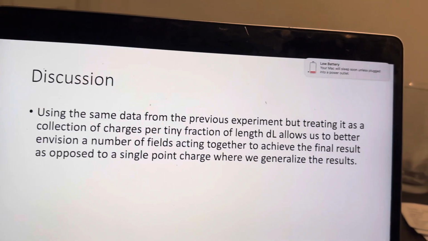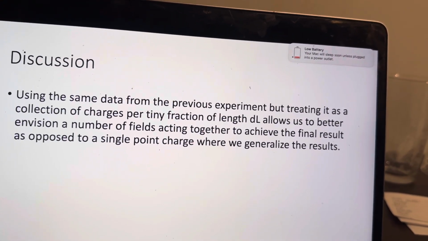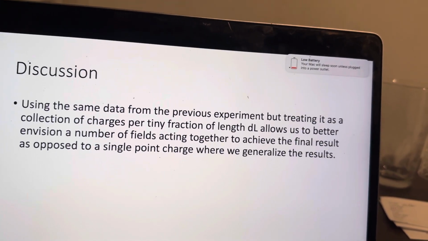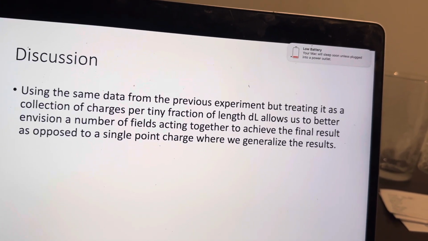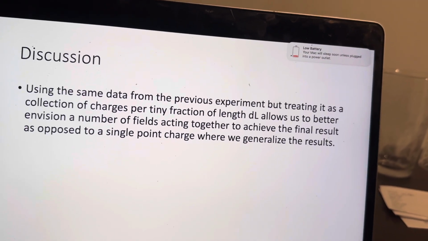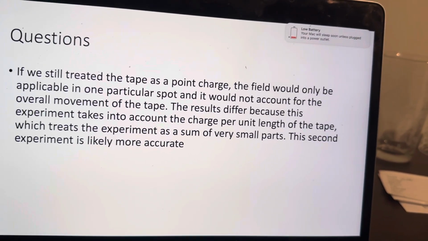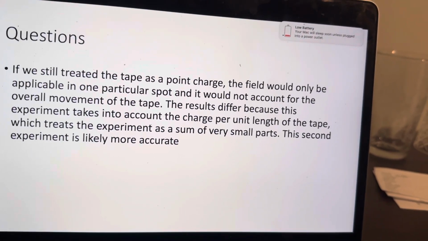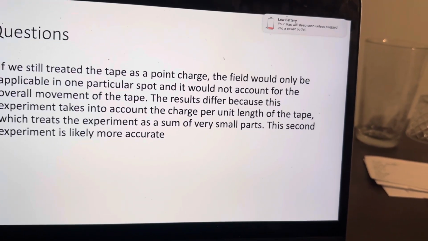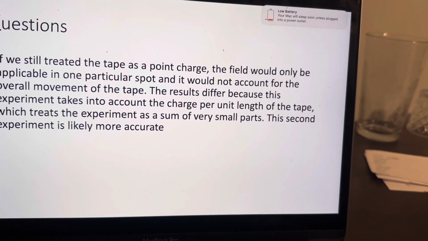So using the same data from the previous experiment, but treating it as a collection of charges per tiny fraction of length dl, allows us to better envision a number of fields acting together to achieve the final results, as opposed to a single point charge where we generalize the results. If we treated the tape as a point charge, the field would only be applicable in one particular spot, and it would not account for the overall movement of the tape.